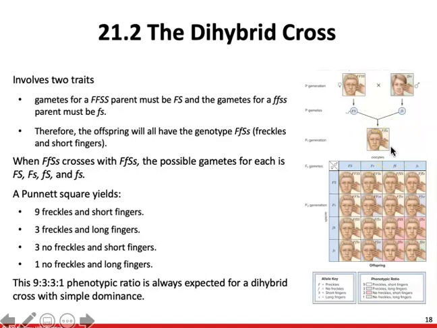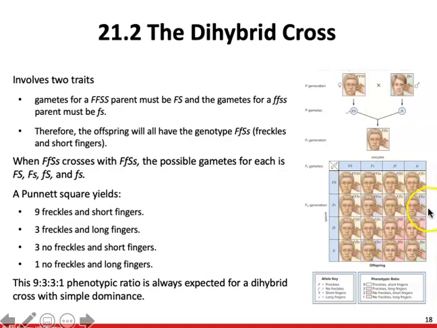However, if we were to cross individuals who were heterozygous for all of those traits, so we were to cross an individual who is heterozygous for freckles and heterozygous for short fingers, what we're going to end up with is a very interesting mix. We're going to end up with 9 individuals who have freckles and short fingers. So in other words, 9 individuals who are dominant for both traits.